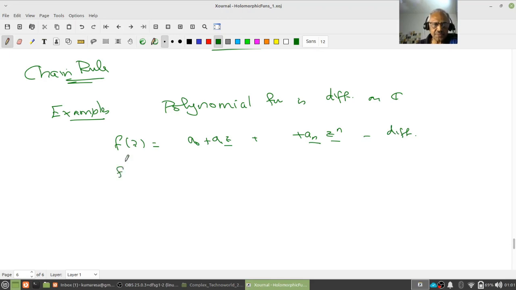And what is its derivative? That's as you can expect. Again, f plus g derivative is f dash plus g dash, therefore this is going to be derivative of a0, a constant, and this is a1 plus etcetera, 2 a2 z plus ... n an z power n minus 1.